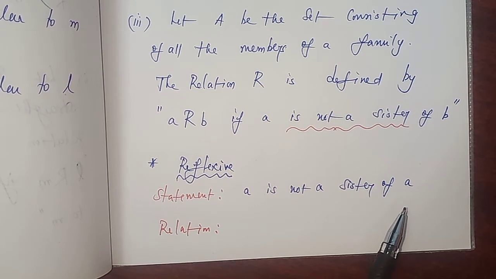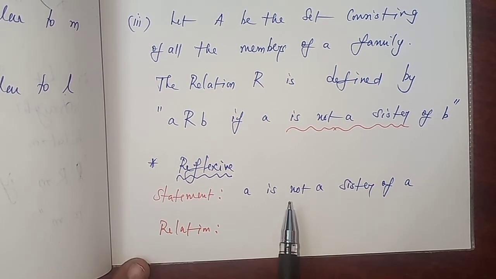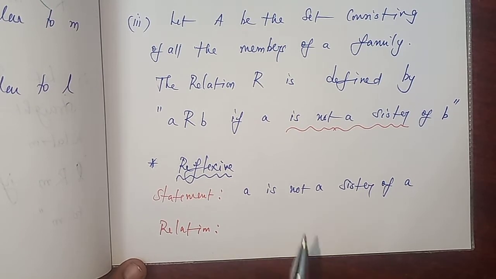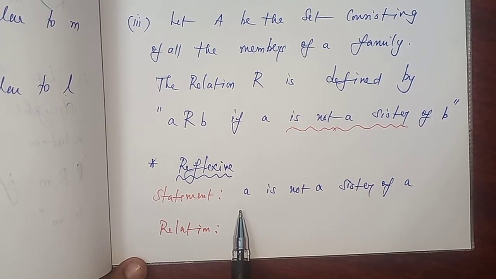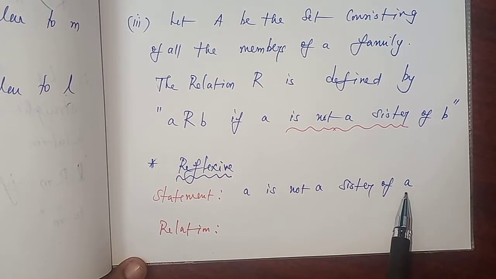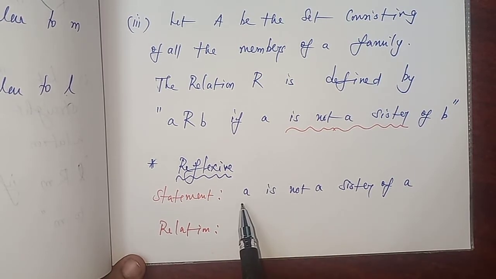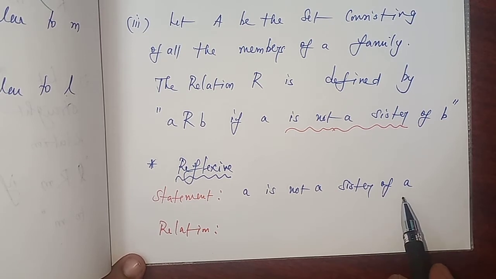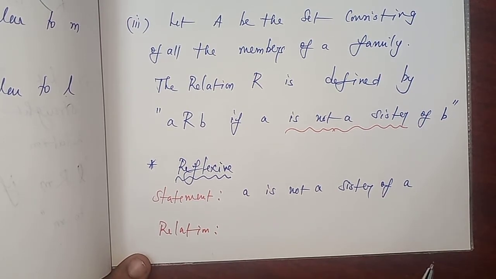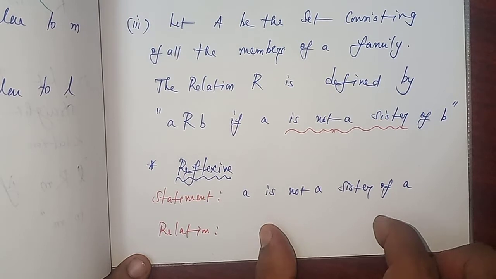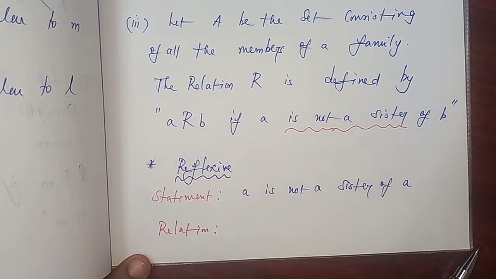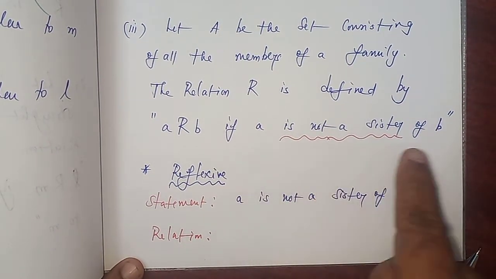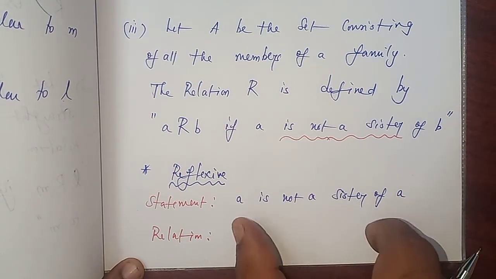Obviously, suppose I consider mother in a family. Mother is not a sister of the same mother. How is it possible? Even you can consider daughter of a family. Daughter is not a sister of the same daughter. It is absurd only. Therefore, the given statement A is not a sister of B is true.